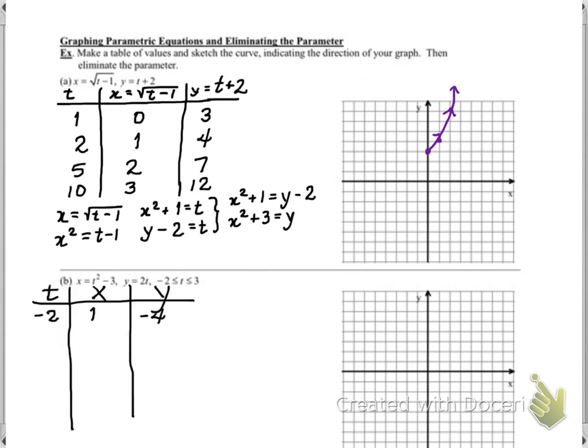On the second one, you are going to want to use specifically the t values in the domain. Once you've found all of your x and y values in the domain using these equations, you're ready to graph. This is where direction becomes more obvious, so I'm going to take you through this. You start with the point 1, negative 4.